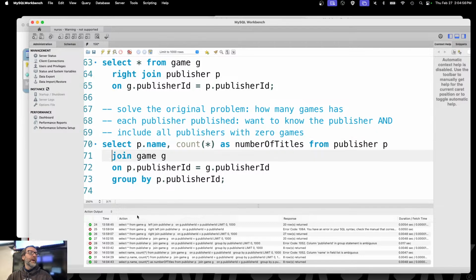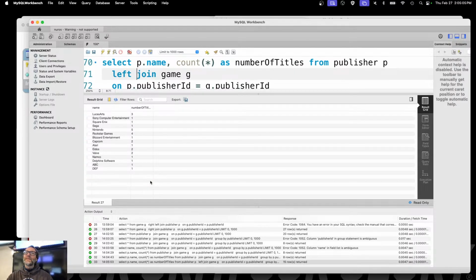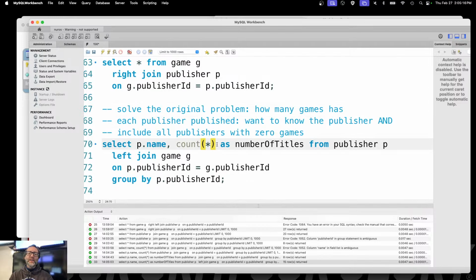I'm just doing a regular old join here. Is that going to preserve the publishers with no matching records? Nope, so let's do a left join. Still not there. Why do the publishers with no games have 1 here? Well, you might think, okay, it must just be off by 1. Let's go ahead and subtract 1.